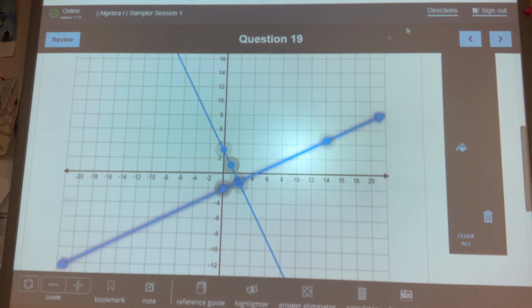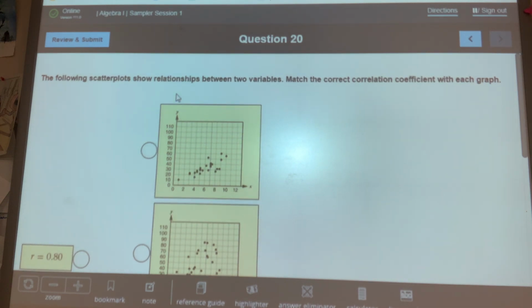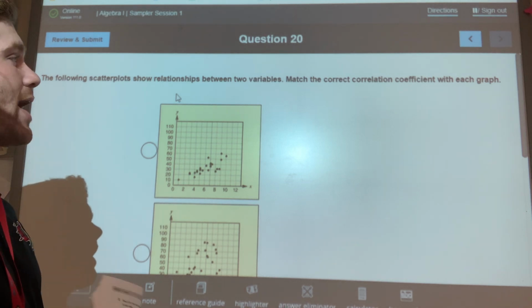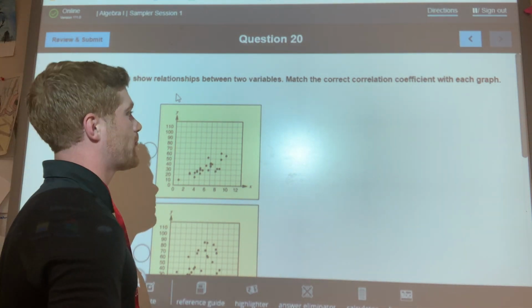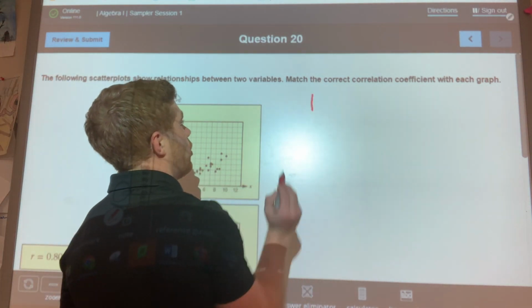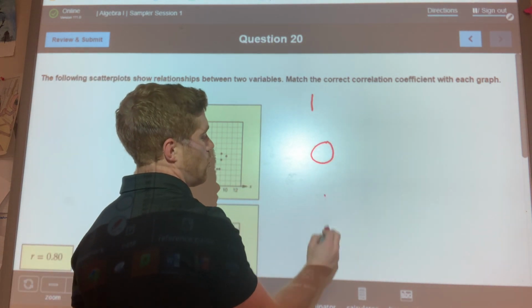Okay, last question for part 1 today. If I go to question 20, the following scatter plots show the relationship between 2 variables. Match the correct correlation coefficient with each graph. So here's a quick little lesson. Okay? We're talking about residuals.